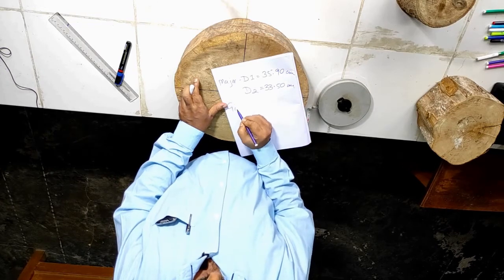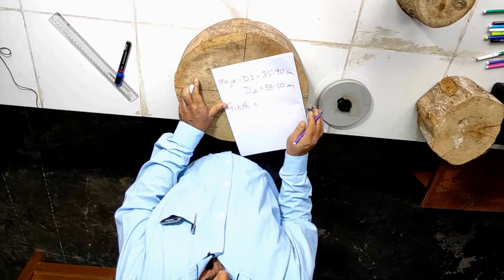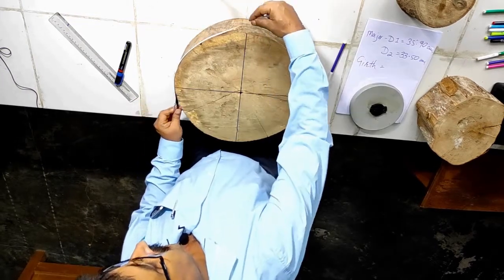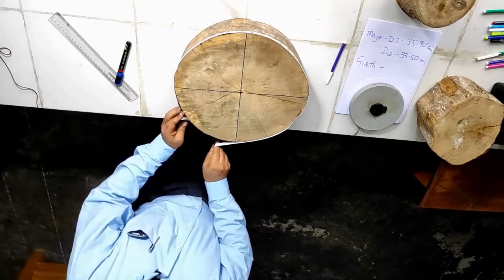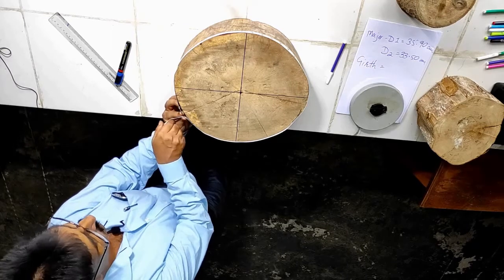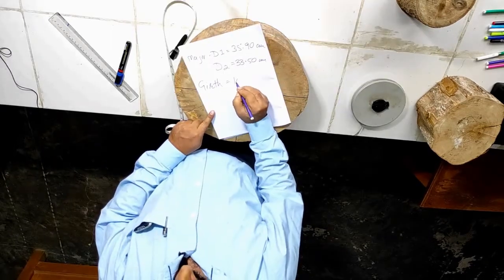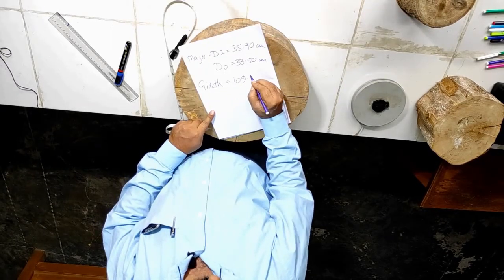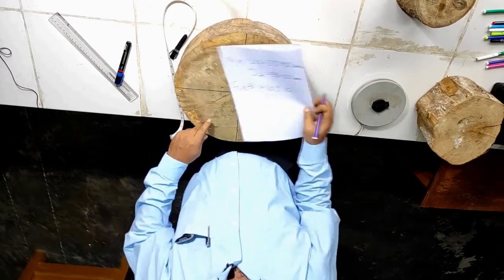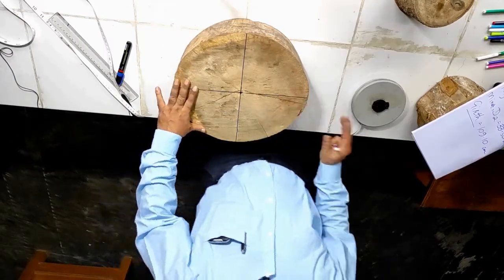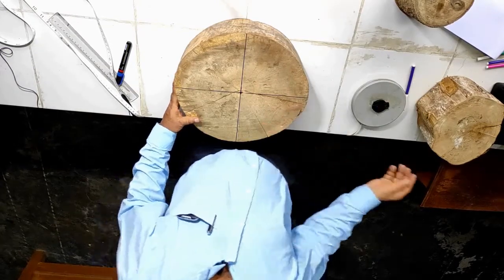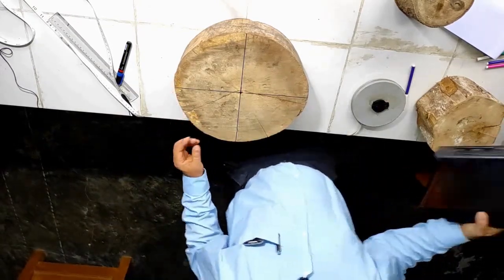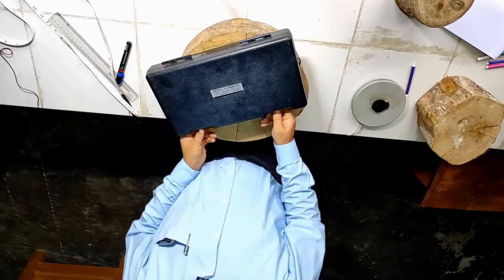Let's take the girth also. Girth of this disc, 109.10. So we can also take the area by digital planimeter.